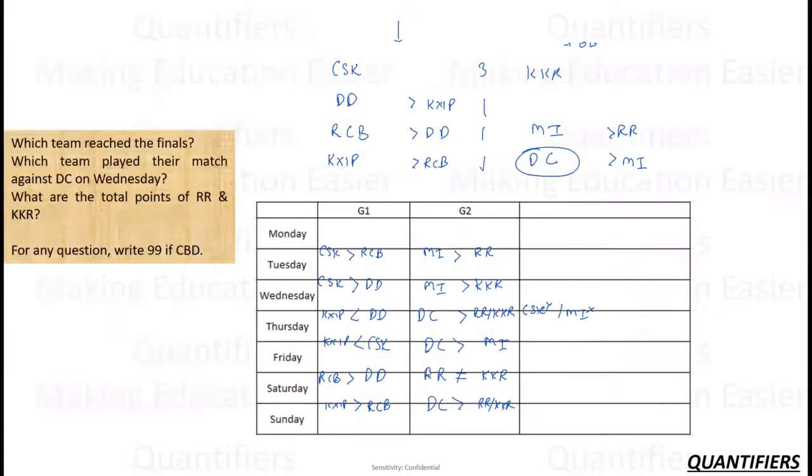Now let's see what the questions are and try to answer them. I'll have this as Monday, Tuesday. Let's just shuffle it. Which team reached the finals? So from here CSK and from here DC reached the finals, right?